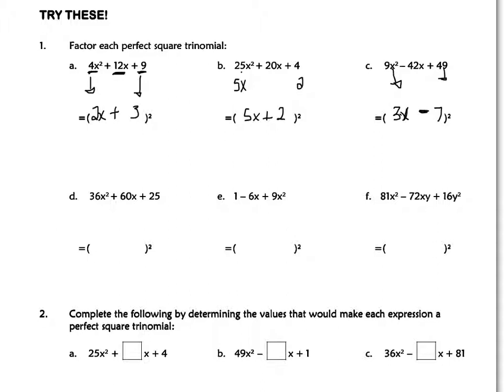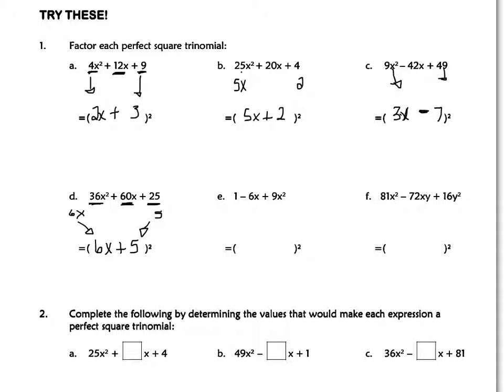And this one here, the square root is 6x, and the square root of 25 is 5, and if you multiply those two terms by each other, you get 30x, doubled does give you 60. So the factors are 6x plus 5 times 6x plus 5, or 6x plus 5 all squared.